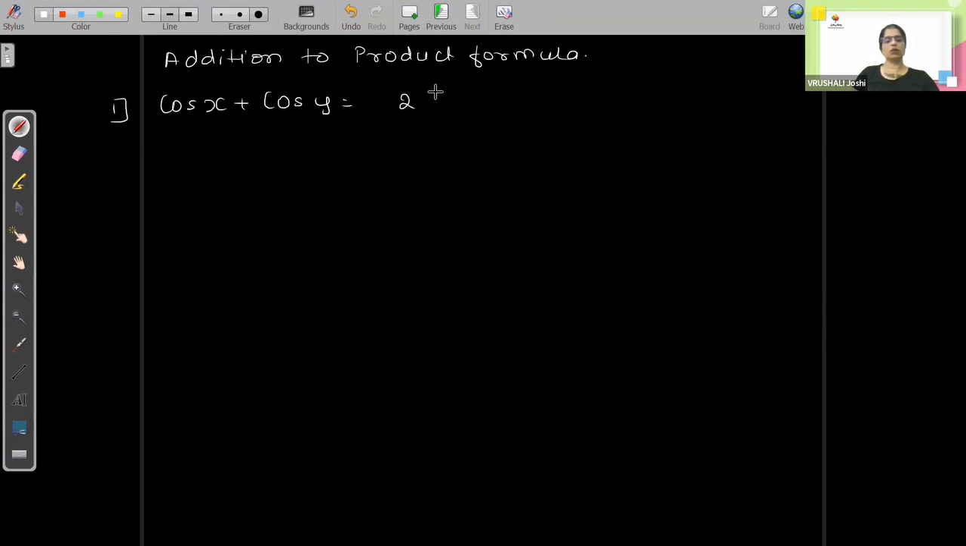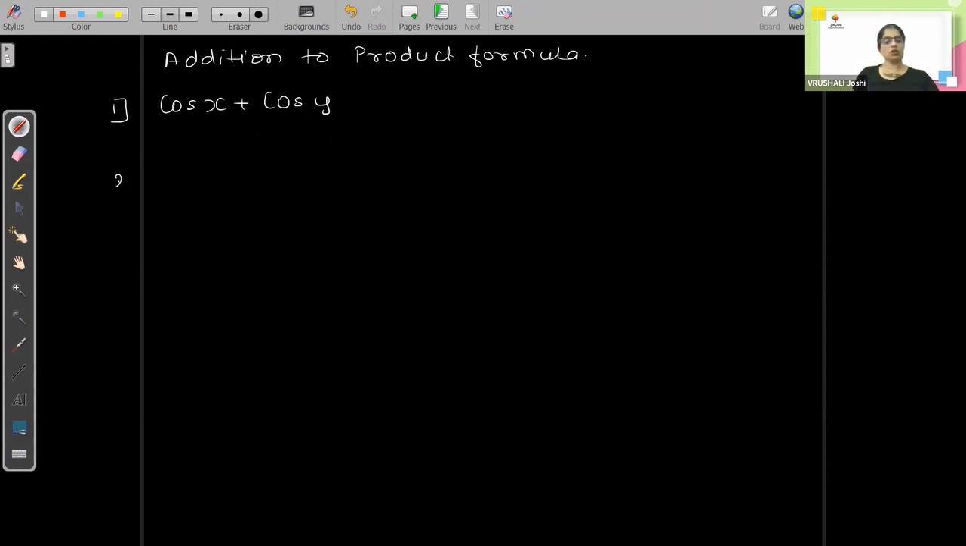Now let us see what are addition to product formulas. So how? For example, we have cos x plus cos y. Cos x plus cos y, that is equal to 2 cos x. Okay, in this we'll do one thing. We'll write down all, you'll see there's a pattern. I'll write them down in pattern so you'll remember them.